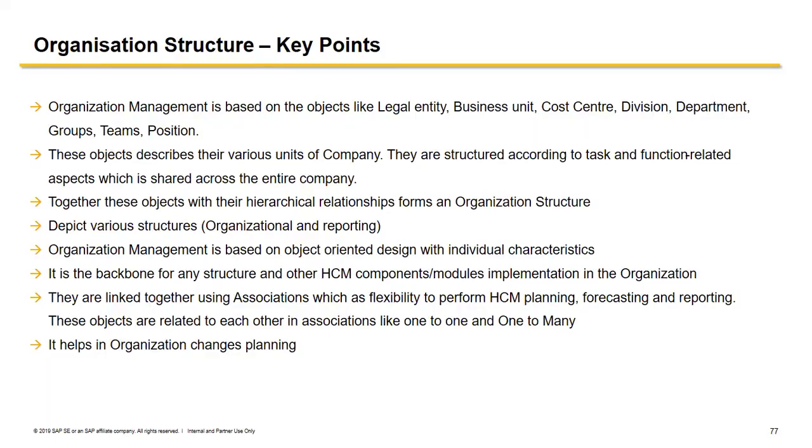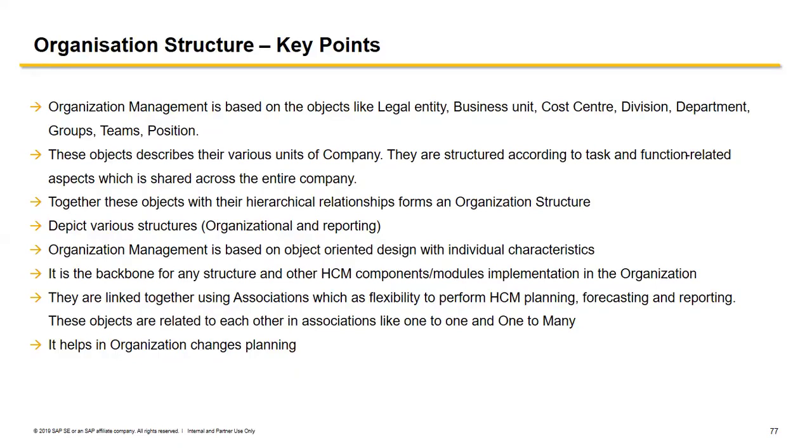Yes, Venu. Okay. Now, the first structure of elements that we are going to define are the org structure elements. Org management is based on objects like legal entity, business unit, division, department, cost center. And then you have job code and job function, which are part of the job structure. Now, this is your org structure. These objects describe various units of the company and are structured according to tasks and function-related aspects, which are shared across the entire company.